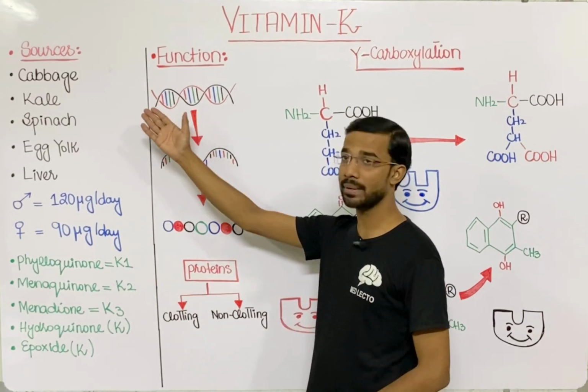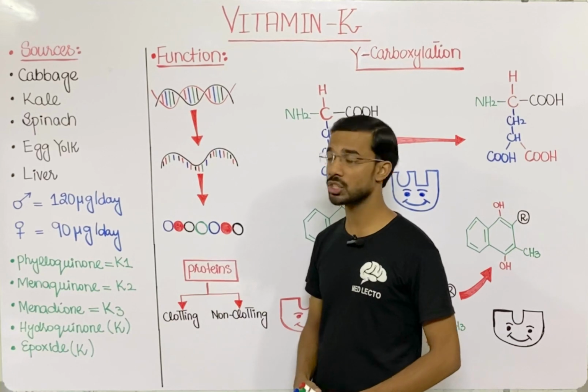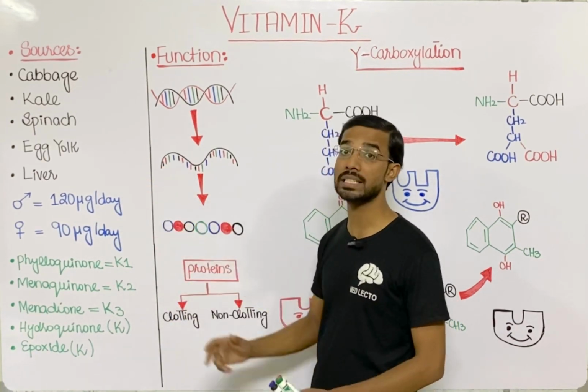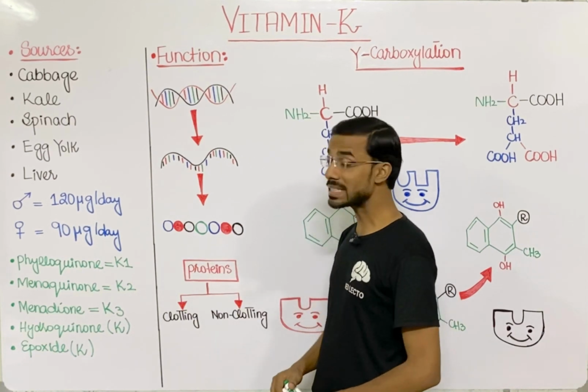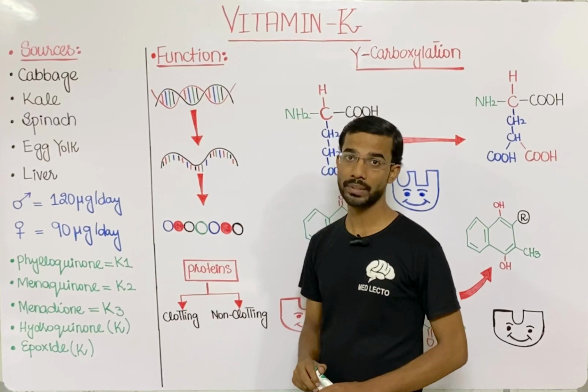First one is the cabbage, second is the kale, third one is the spinach, fourth one is the egg yolk, and the last and most important is the liver. So simply, green leafy vegetables contain vitamin K.